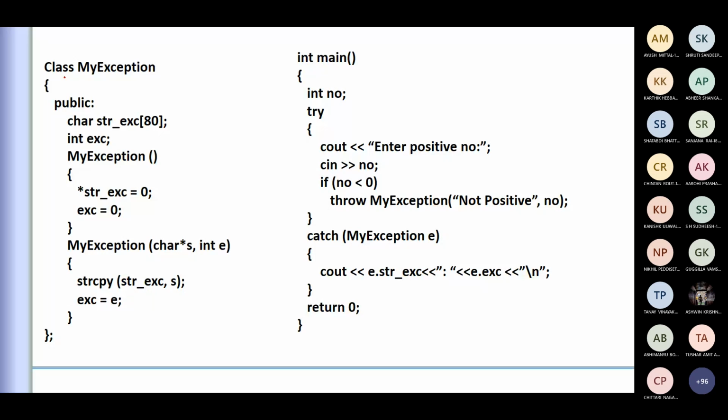You can create your own class there. Now how can I use that? That is where you have to understand. In the main function, we are trying to enter a positive number, and that number is taken here. You want to identify if the number is less than 0 and throw certain exceptions, such as not positive.